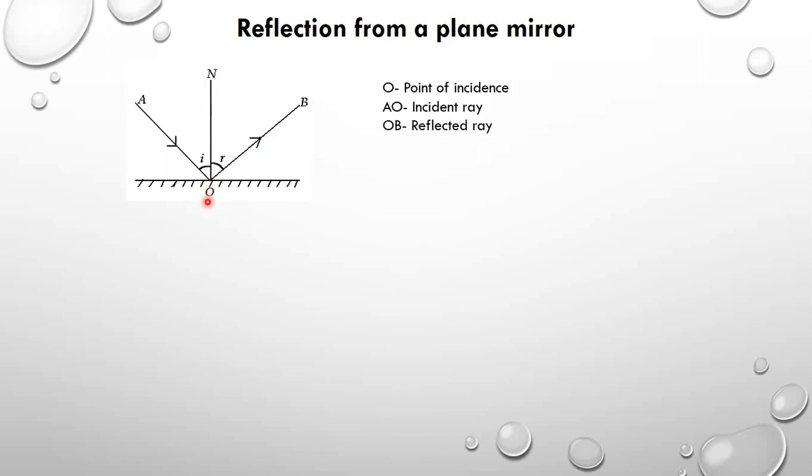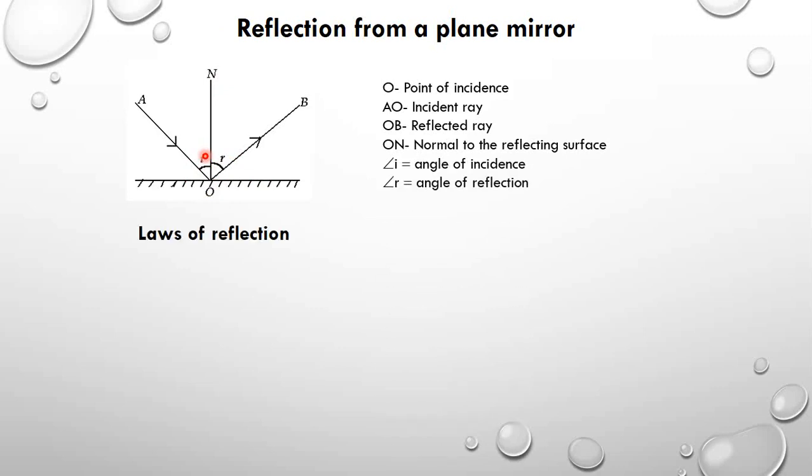And then we have this line, which is a normal to the surface, the reflecting surface. That line ON is a line, not a ray. This line here is called the normal line. Then we also have these two angles. The angle I is the angle of incidence, and the angle R is the angle of reflection.